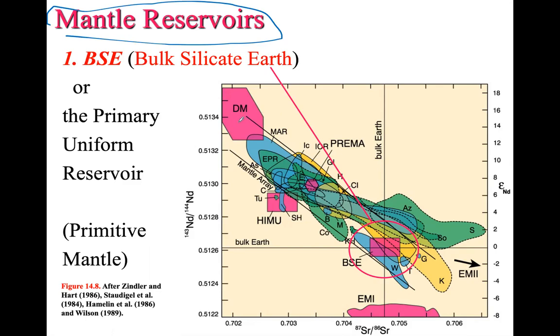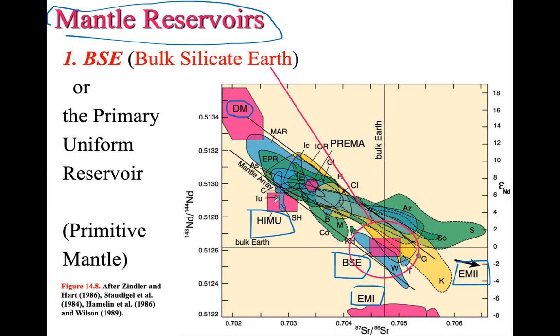So there are several mantle reservoirs. One is depleted mantle, which you remember, and the other is bulk silicate earth. We talked about these things before. Depleted mantle, bulk silicate earth, and also another component called EM1, EM1 and EM2, two components, and there is another one called high mu.